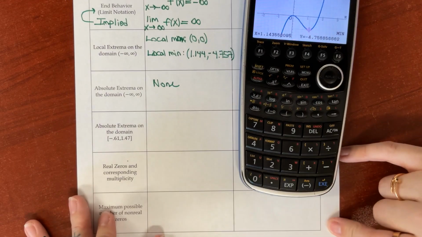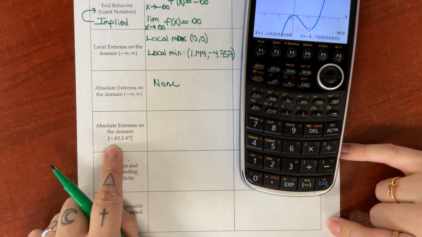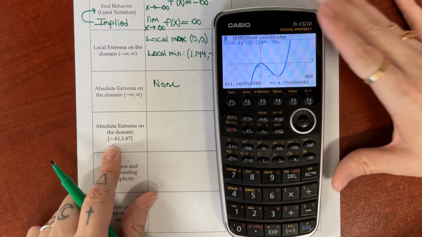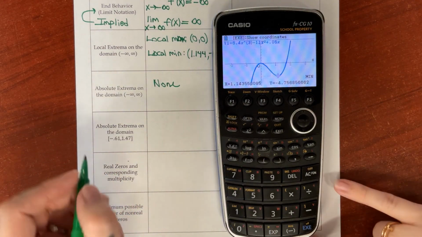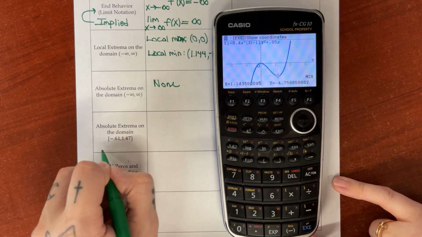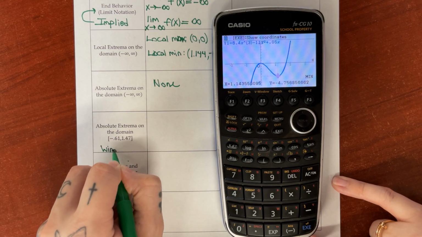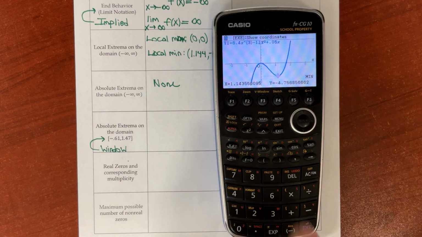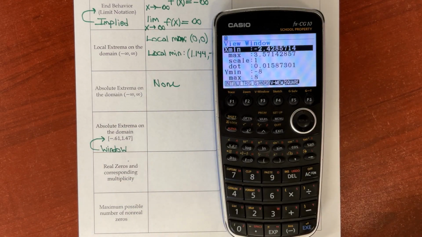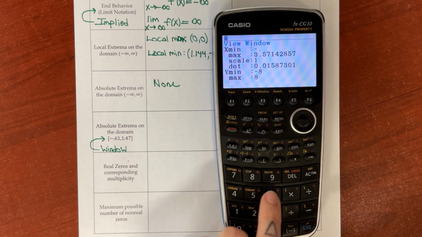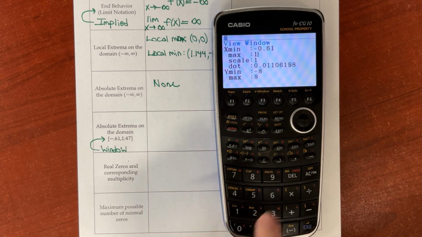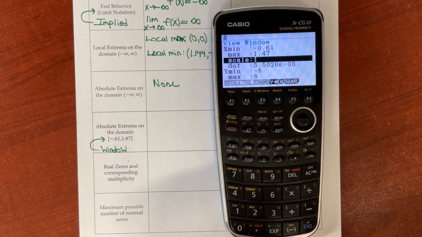And then for the next part, we're looking for absolute extrema on this closed interval. What you're going to do on your calculator is adjust your window to this specific interval. So I'm going to go to view window, which is F3, and then change to negative 0.61 all the way to 1.47. If I can type it correctly, that would be amazing.